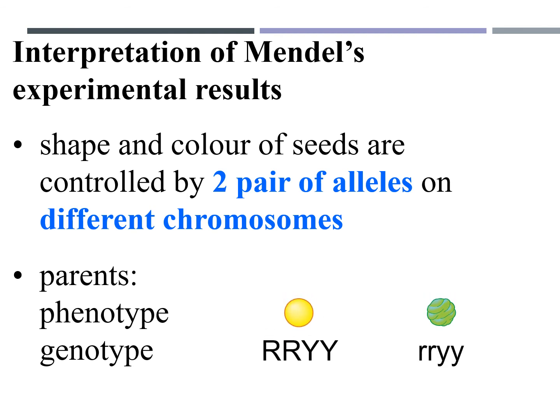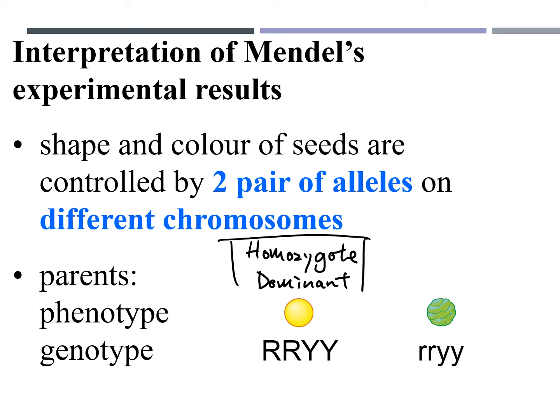The round and yellow seed on the left-hand side must be homozygous dominant, while the seed on the right-hand side, the green and wrinkled seed, must be homozygous recessive.